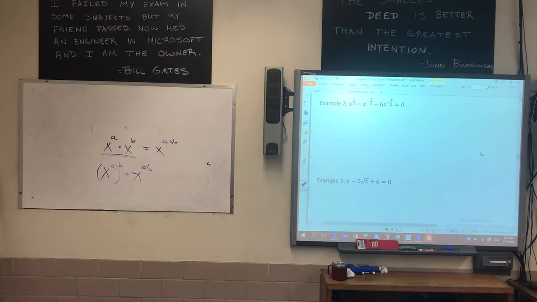All right, so we'll do example 2 up there. Very similar to the last one, but it adds a little tweak to it. You'll rewrite this as x to the 1/2. Minus now 1 over x to the 1/2. Notice that's a negative exponent there. Minus then 6 over x to the 3/2 equals 0.